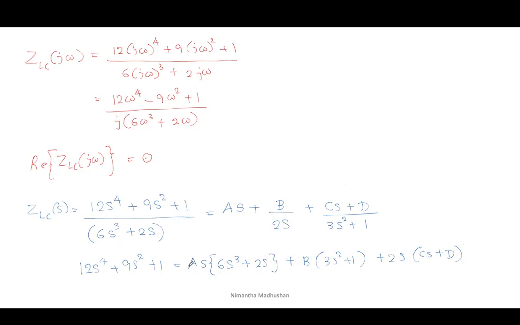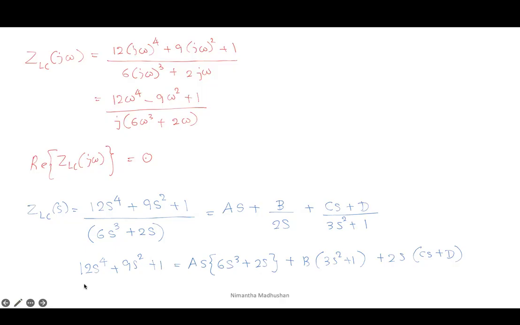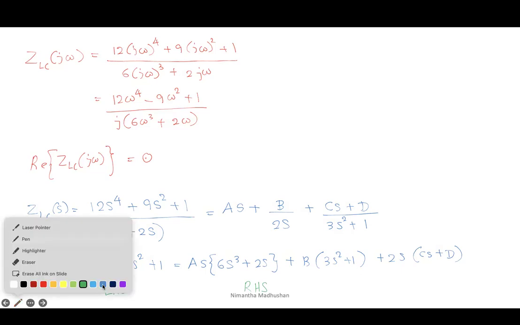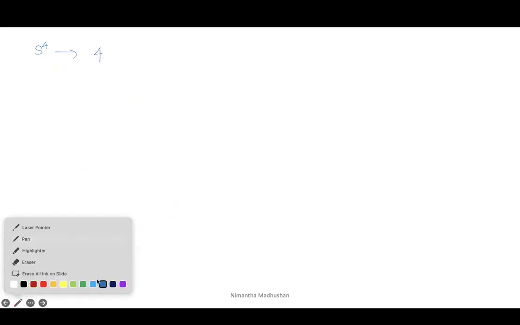To find the values of A, B, C and D, first I consider the s to the power 4 factor. This side is the left hand side and this side is the right hand side. From the left hand side, the coefficient of s to the power 4 is 12.